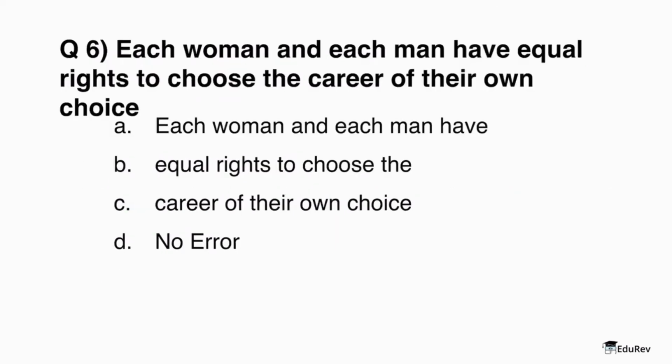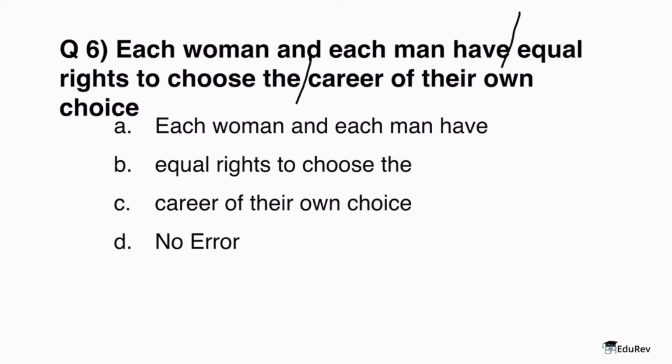Now let's look at question number 6. Each woman and each man have equal rights to choose the career of their own choice. Well, this is actually a right thing in general also, if you do not talk about grammar. But let's look at it from the grammatical point of view for once. So the first part is "each woman and each man have", the second part is "equal rights to choose", the third part is "career of their own choice", and the fourth option we have is no error.